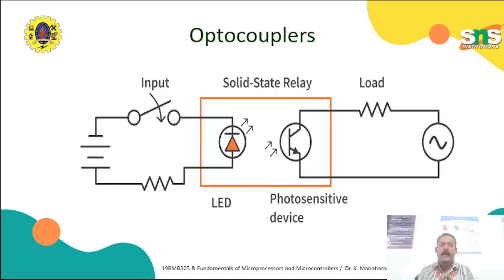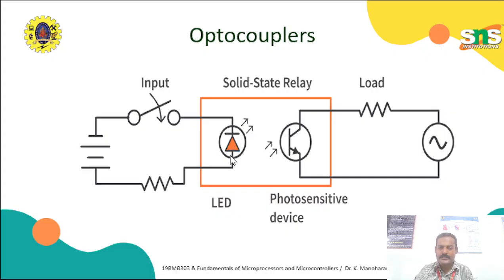It is optically coupled by using these solid state relays, but electrically it is completely isolated. Look at this diagram. From the microcontroller, the connection will be made here only. This is the actual optocoupler. For example, I am connecting from a switch. This is the switch and we have a resistor, and that will be connected to the LED.